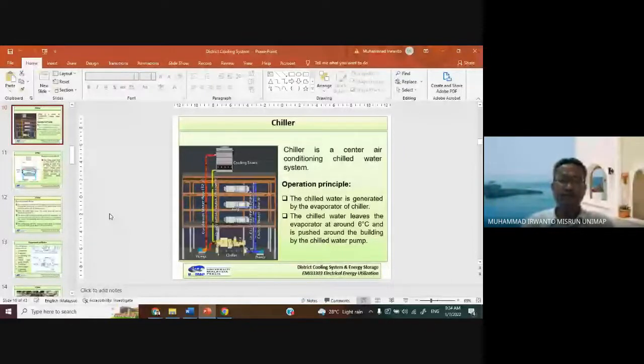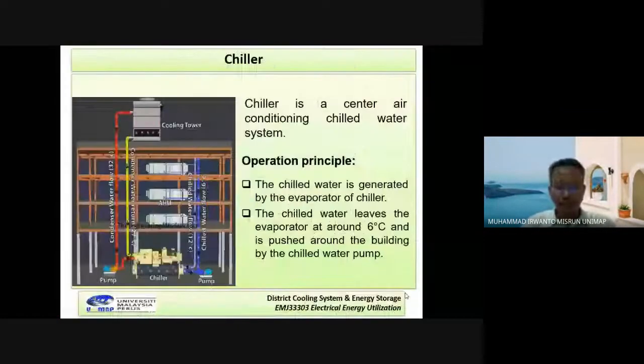Operation principle. Before, I have explained it, but this is more detailed: how to operate this chiller or district cooling system. Now look at our slide. Here are the components of the chiller or district cooling system.